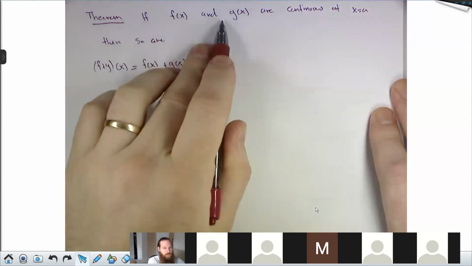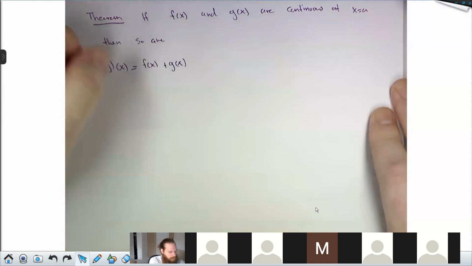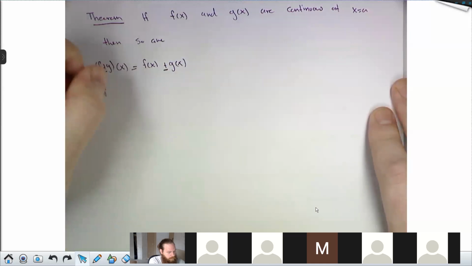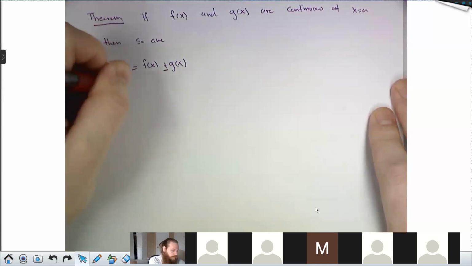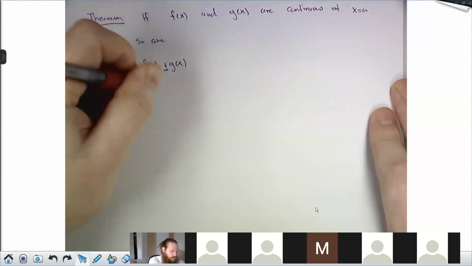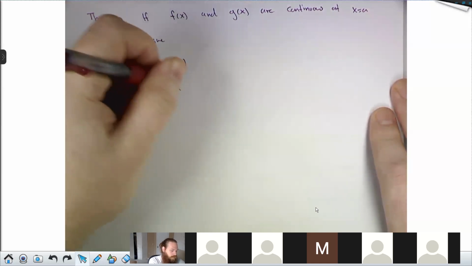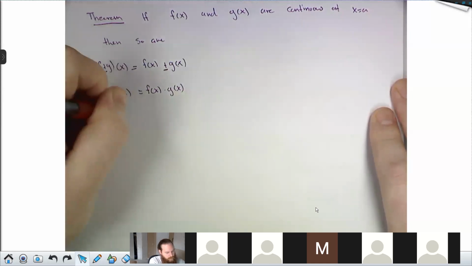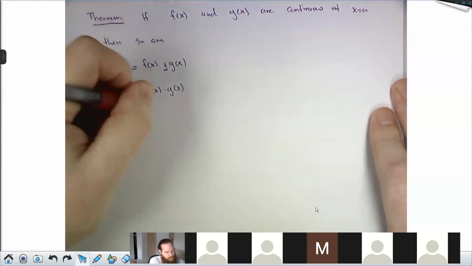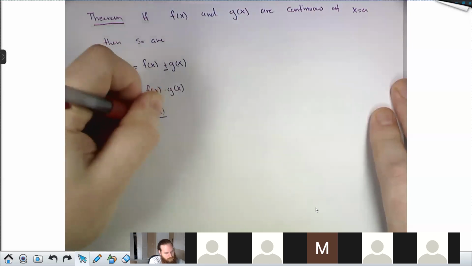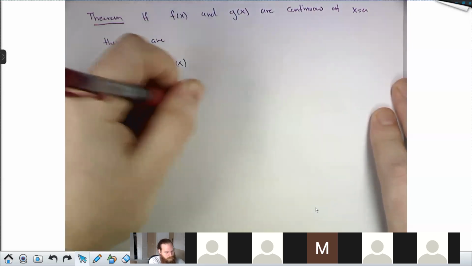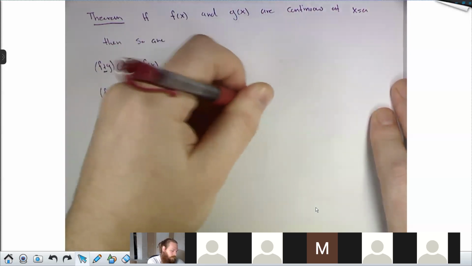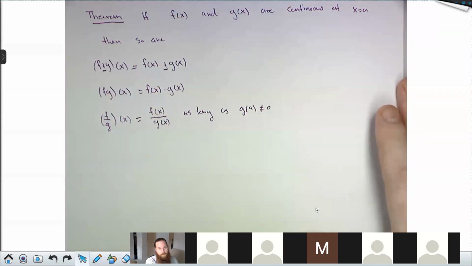So if f and g are both continuous at a, then so is their sum, so is their difference, so is their product, and so is their quotient, as long as the denominator is non-zero at a. As long as g of a is non-zero, right?